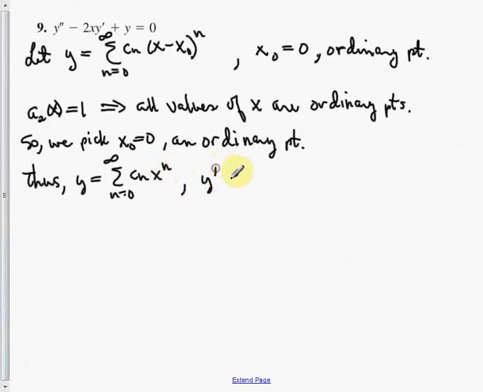So just like before, I need the first derivative because this problem has the first derivative, and I also need the second derivative because this problem has the second derivative. So y prime is equal to the summation as n goes from 0 to infinity of c sub n times n times x to the n minus 1.